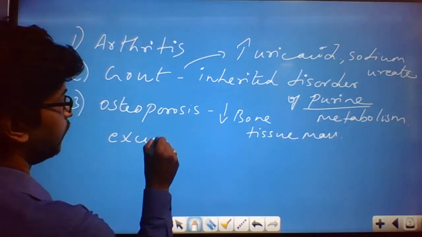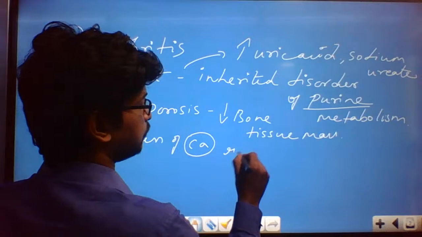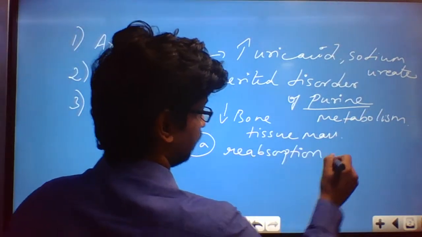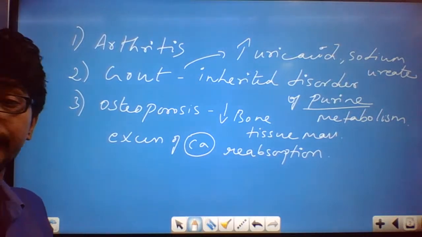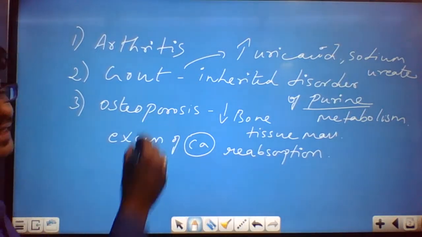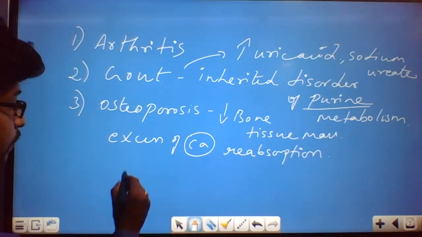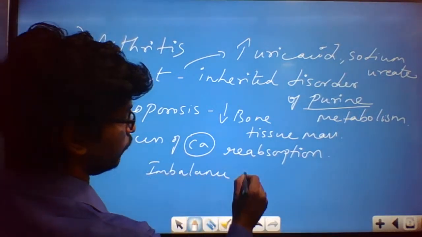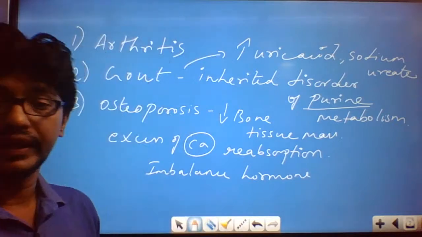Excess calcium ion reabsorption matters because calcium is required for bones. If the calcium is getting reabsorbed, there will be a deficiency in calcium ions. That leads to the osteoporotic condition. Osteoporosis is also quite common in persons who have an imbalance with hormones. Can you name the hormones? Can you enlist the hormones?